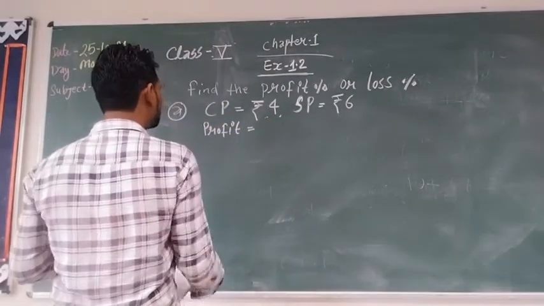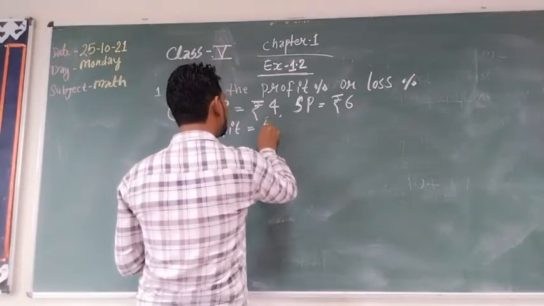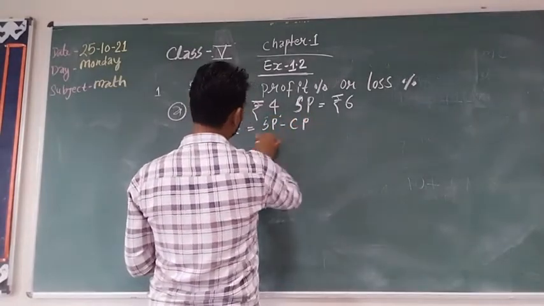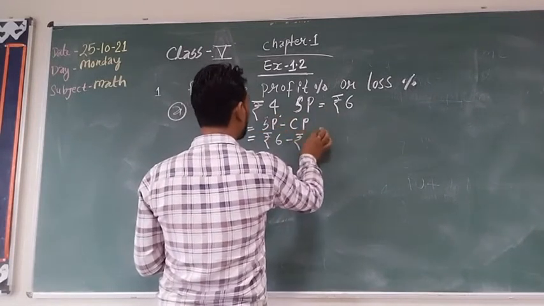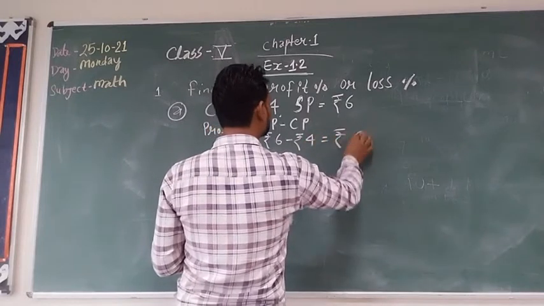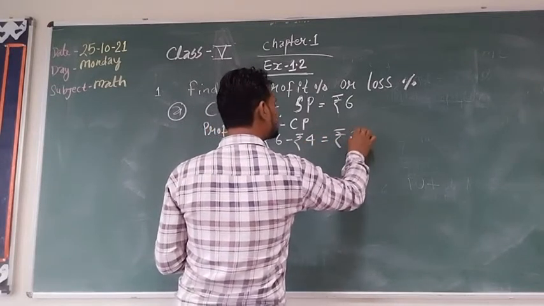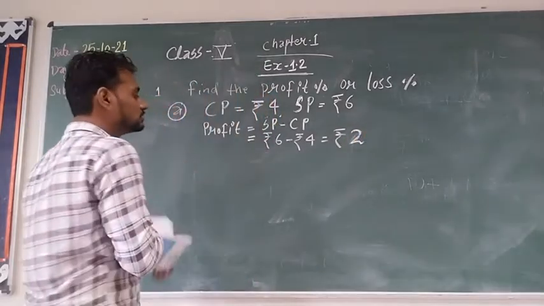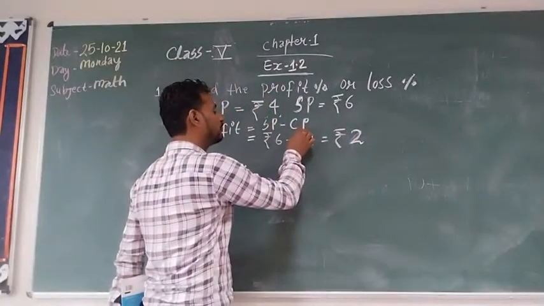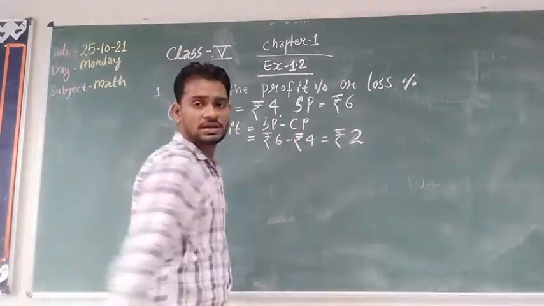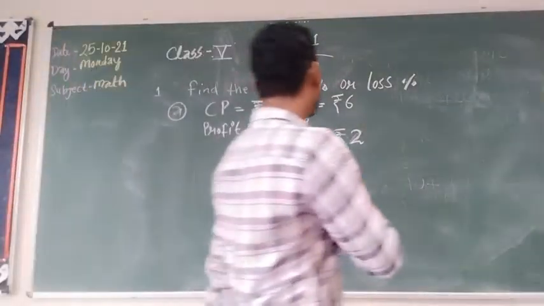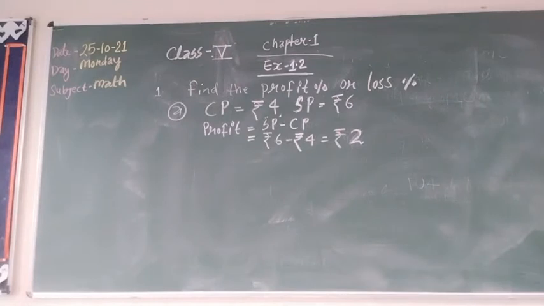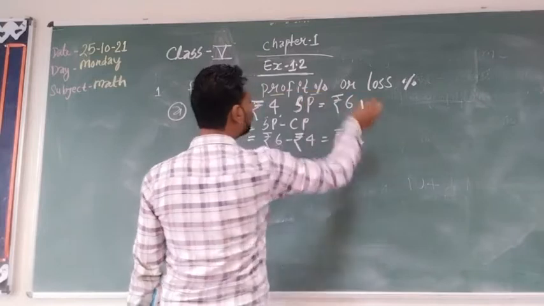Profit is equal to sale price minus cost price, so rupees 6 minus rupees 4. When we subtract 4 from 6, it gives us 2. So this rupees 2 is our profit. Now it is clear that in this question we have to find the profit percentage.